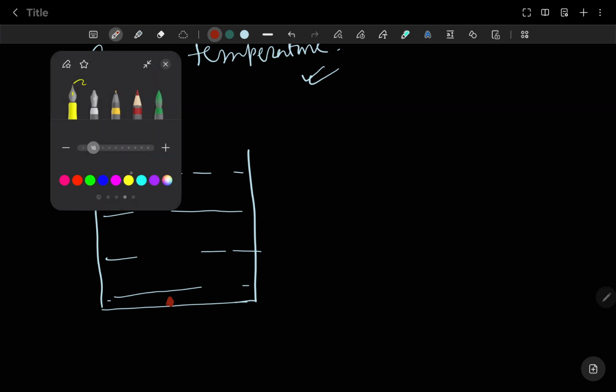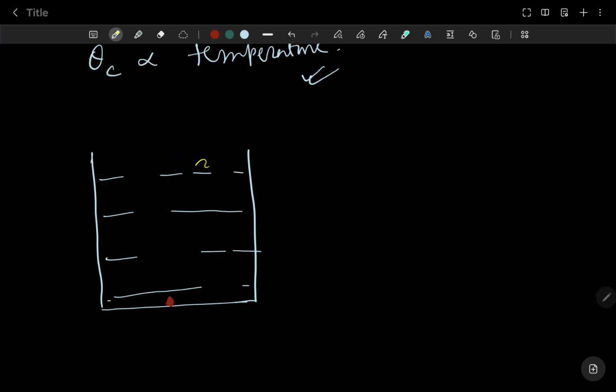Suppose we consider this circular area of radius r at the interface. Now suppose when the light ray falls on it from the light source, the angle becomes the critical angle, theta c. So the light ray will just graze through the interface.